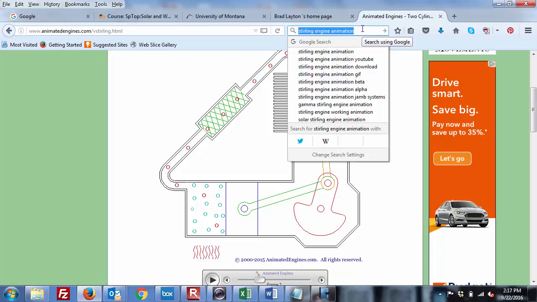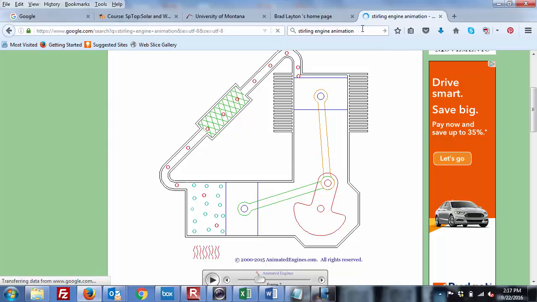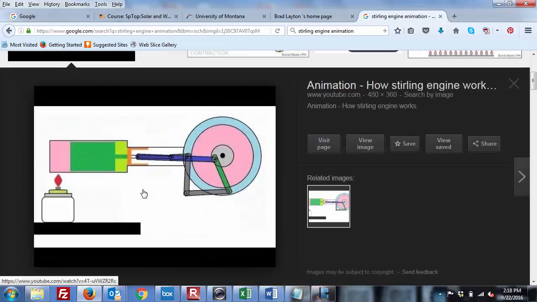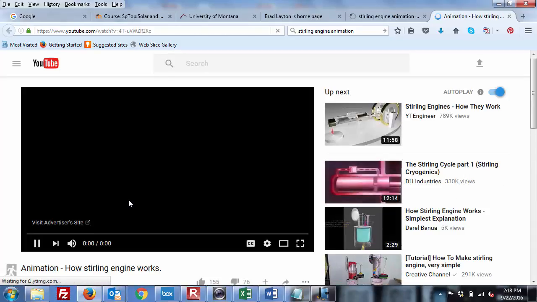There's also a single cylinder Stirling engine. Take a look at this guy, a little animation.